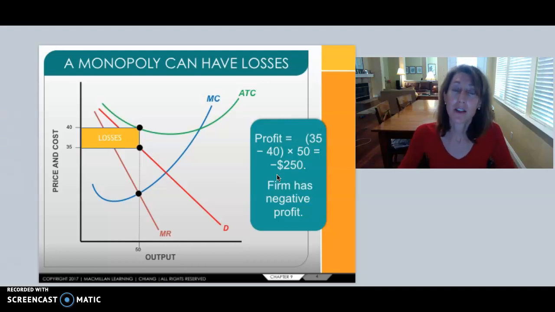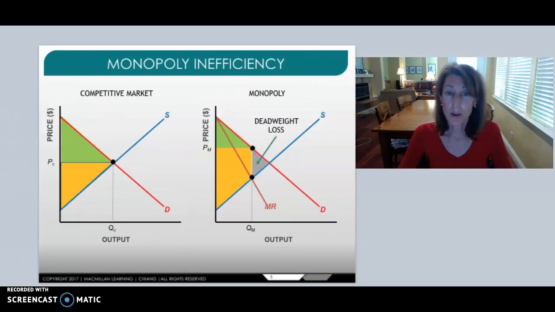That's why regulators look at, is there too much market power? Do we need to protect consumers? So let's just use some of our economic tools, and we can say that monopolies are definitely more inefficient.